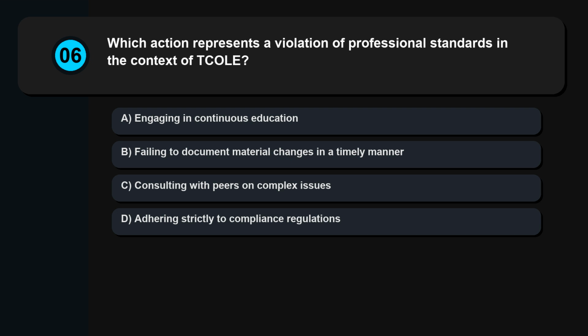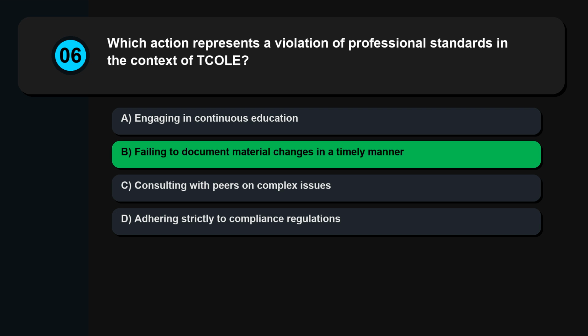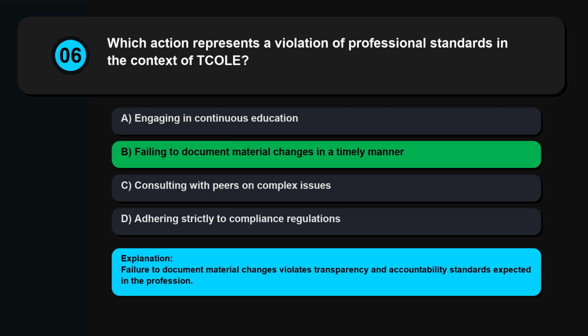Question 6. Which action represents a violation of professional standards in the context of TCOLE? Engaging in continuous education, failing to document material changes in a timely manner, consulting with peers on complex issues, adhering strictly to compliance regulations. Failure to document material changes violates transparency and accountability standards expected in the profession.